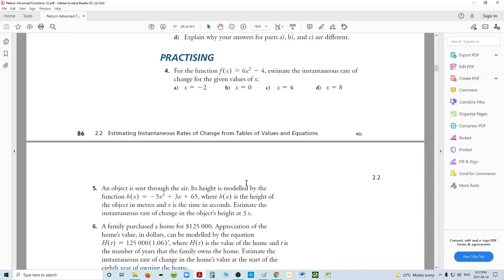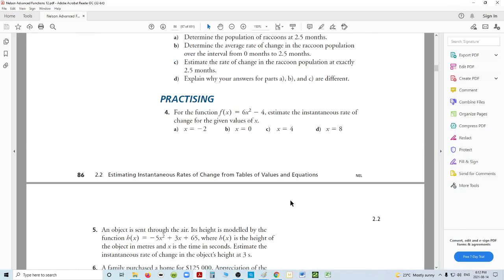Practice. Estimate. Okay. So 6x squared minus 4. I'm definitely going to use Desmos for this. 6x squared minus 4.